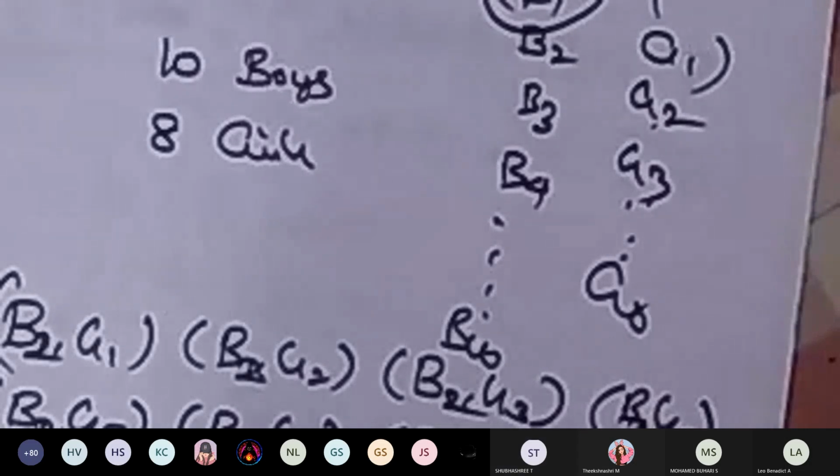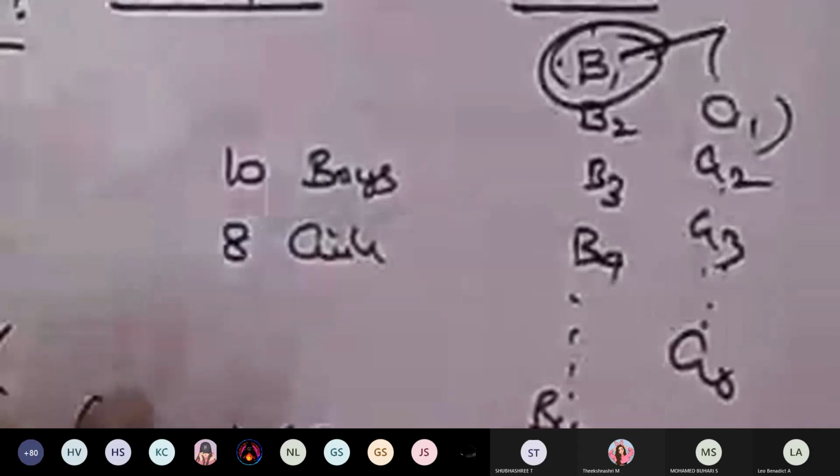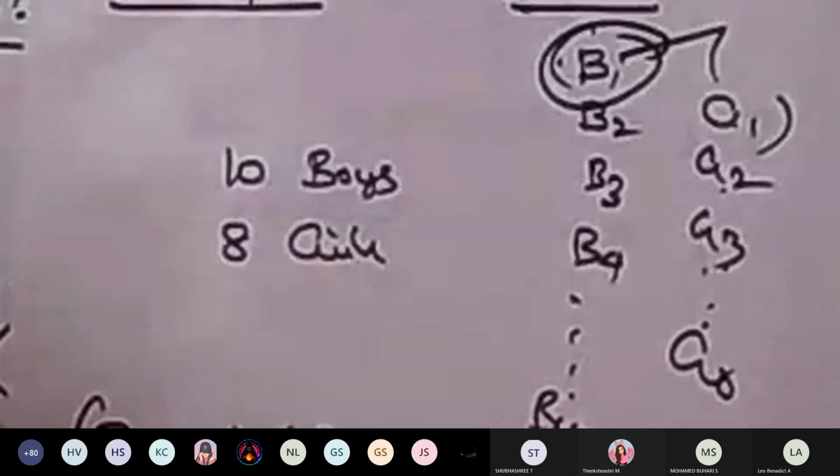The number of ways of arrangement is 80. So this is multiplication. This is what we call the fundamental principle of multiplication. Now I'm going to state the fundamental principle of multiplication.